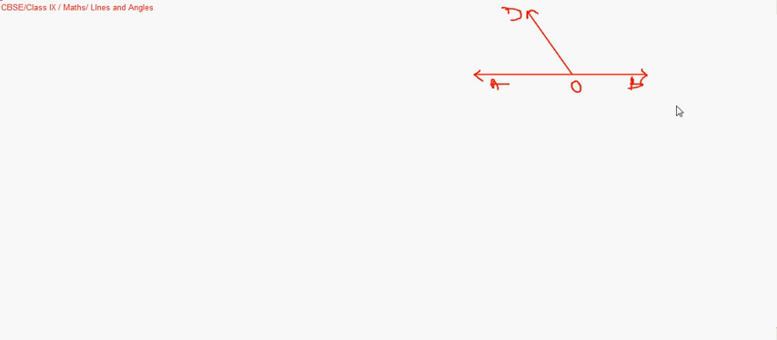I write it here. If a ray stands on a line, that is OD, then the sum of the adjacent angles so formed, that means DOA and DOB, is 180 degrees. This is the first one.